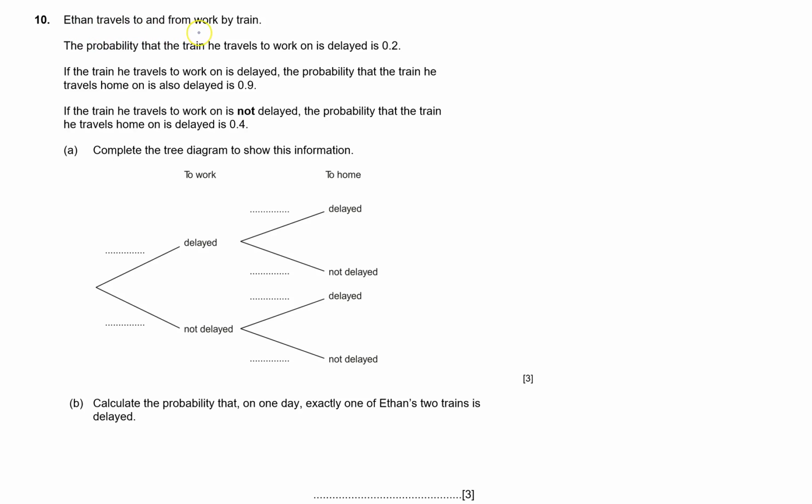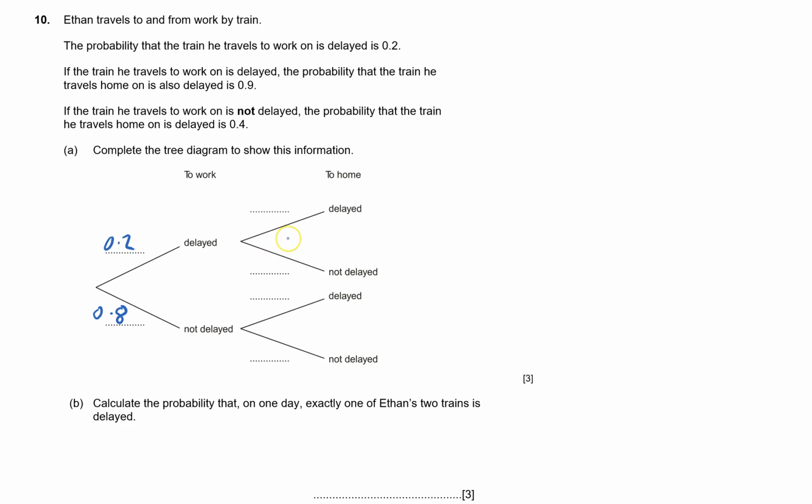Ethan travels to and from work by train. The probability the train he travels to work on is delayed is 0.2. So this is to work, and delayed is 0.2. The probability of not being delayed is obviously going to be 0.8, because it's absolutely certain that the train will either be delayed or not delayed.